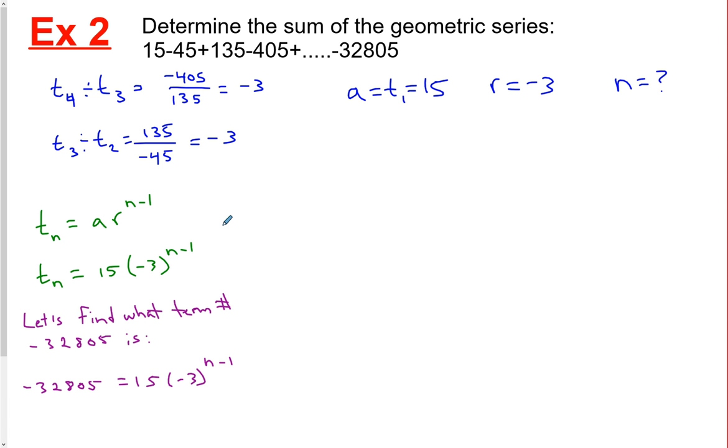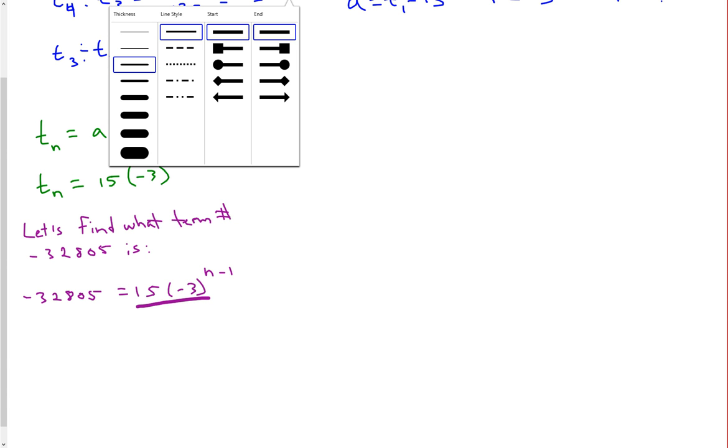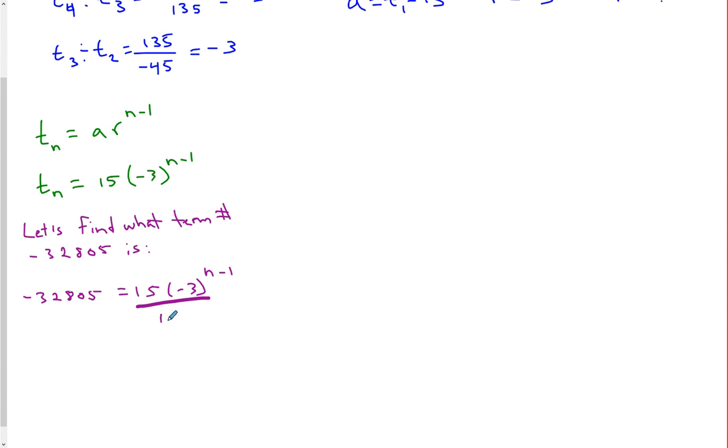Now Dasha is the only one who's done logarithms. Dasha, if you want to use logarithms for this, you have my full support. I'm going to divide both sides by 15 to try and get n by itself. So negative 32,805 divided by 15 is going to be negative 2,187.